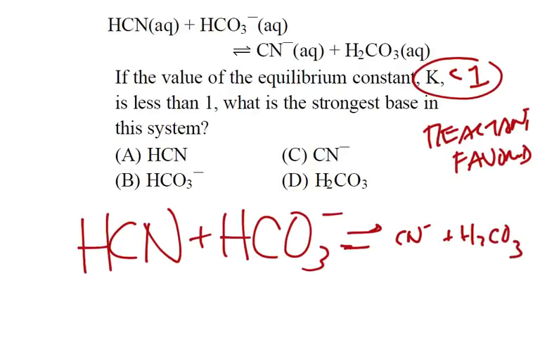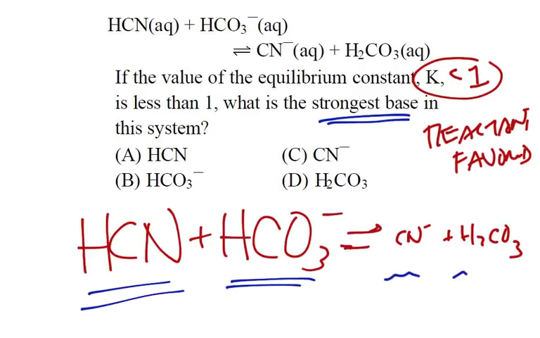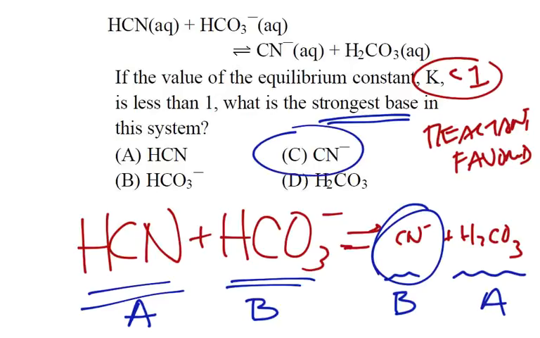Now, we've learned that equilibriums always favor the weaker acid and weaker base. So we're looking for the stronger acid or stronger base. That means we want one of these two values, and we just figure out which one is a base. So we can go back and say, this is an acid, so this must be its conjugate base. This is a base, so this must be its conjugate acid. So we can see that CN minus has to be the right answer. So it's asking, do we know an acid from a base? And can we tell which one is stronger and weaker, given the clue that K is less than 1?